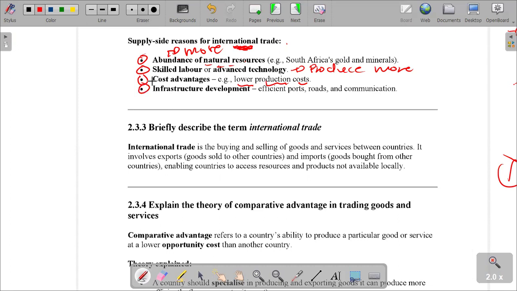And then the fourth supply side reason for international trade is infrastructure development. So if we have efficient ports by the sea, if we have roads that can take our products to other countries, if we have better communication, it will be easy for us again to sell products to what?